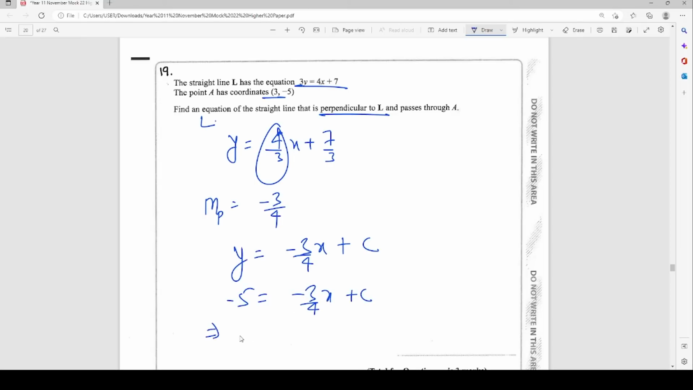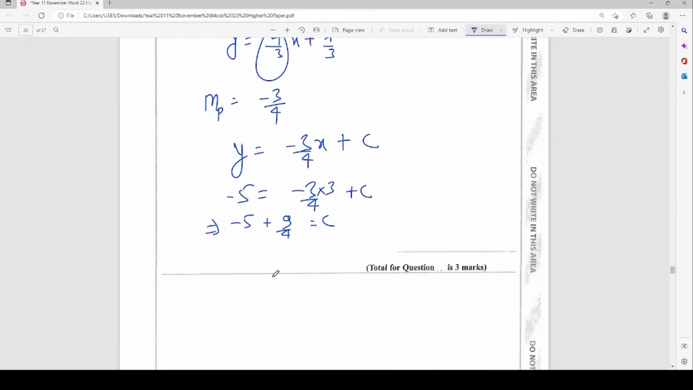That is equal to how much, guys? Here, instead of x, let's plug in our value 3. So negative 5 plus 9 over 4 is equal to c. Let's see what we are getting here. It would be, 4 is the common denominator, negative 20 plus 9 is equal to c. That's c equals negative 11 over 4. My equation here is y equals negative 3 over 4 x, negative 11 over 4.